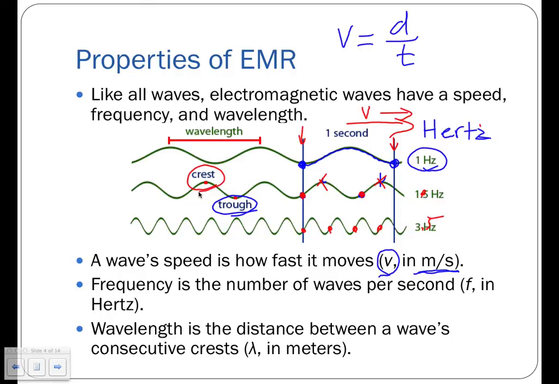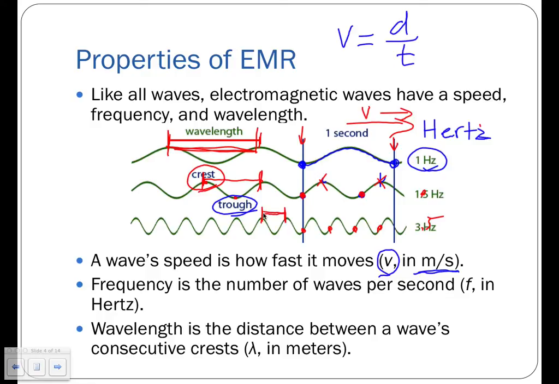And so if we measure the distance from crest to crest right here, that distance is going to be the wavelength. So you can see our top wave has a pretty big wavelength. The next wave down has a much smaller wavelength. It only goes from here to here. And so a little bit less distance there. And then our very last wave has an even shorter wavelength.